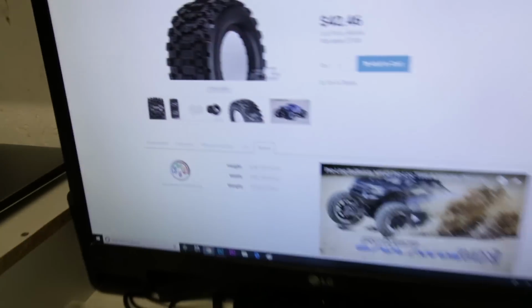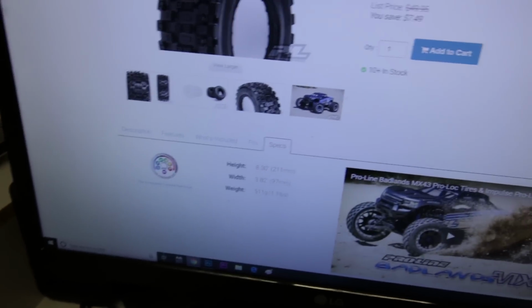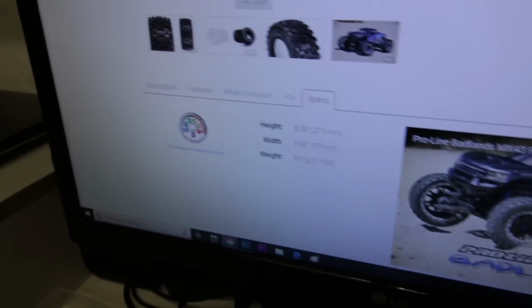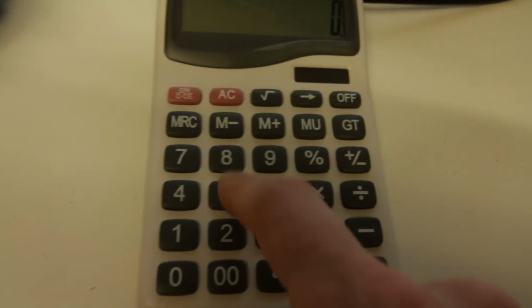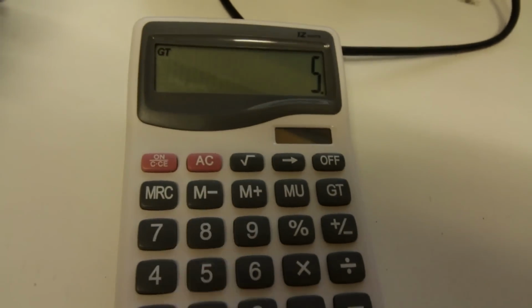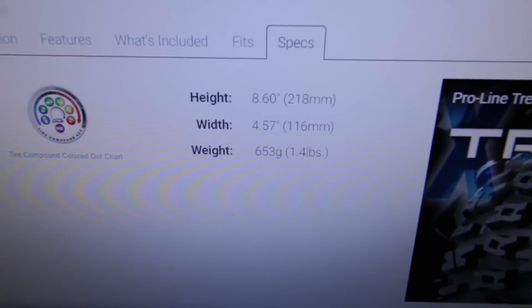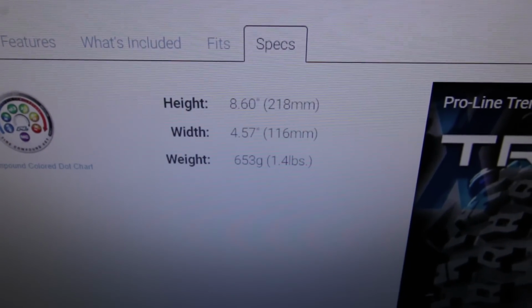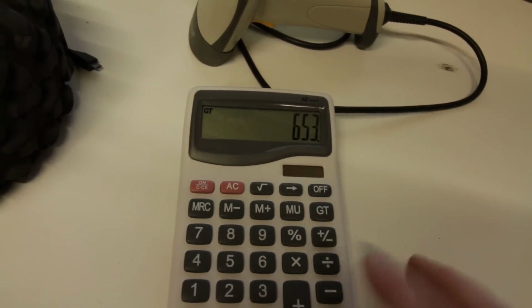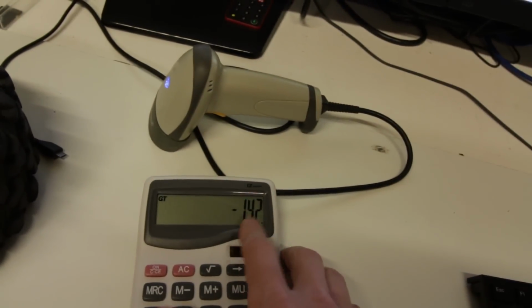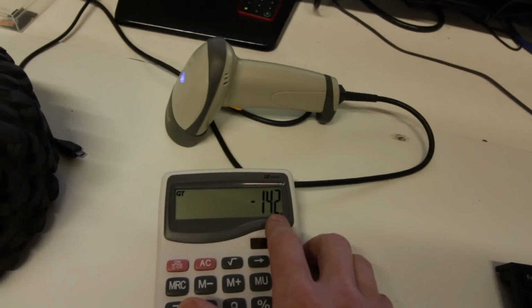So you can see what the tyre on its own weighs. And on the Badland, that is 511 grams, if you look there. And that's tyre only. So we go 511 grams on there. And then if we look at the trencher, we can see that the trencher weighs 653 grams. So minus 511 grams, they're 142 grams heavier.